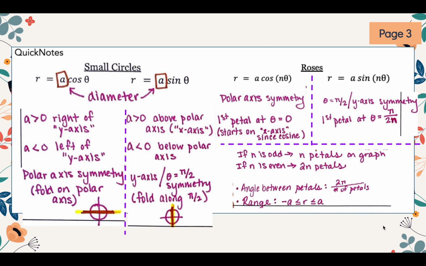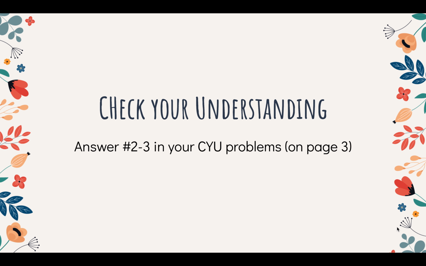Then to go a little bit further, we might not need this, but the angle between the petals is we would take 2 pi, which is 1 full cycle around our unit circle, and divide it by the number of petals. And that makes sense. They're equally spaced apart, so we take the full circle, 2 pi divided by the number of petals. And then our range is our negative A value up until our A value. So I want you to answer numbers 2 and 3 in the first Check Your Understanding, which is on page 3 in your notes, and that will be the end of this portion.